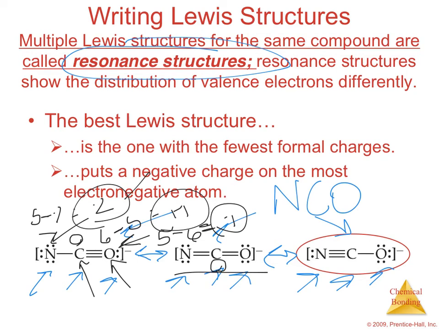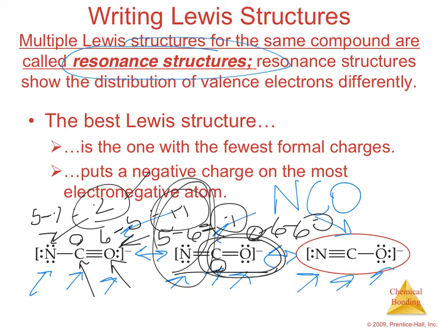Carbon still has a formal charge of 0. And the oxygen has a formal charge of, let's see, 6 minus 2, 4, 5, 6. Oh, 0. So this is a lot better, okay? Two of the atoms have no formal charge, carbon and oxygen, and then nitrogen only has a formal charge of plus 1. So that's looking pretty good.